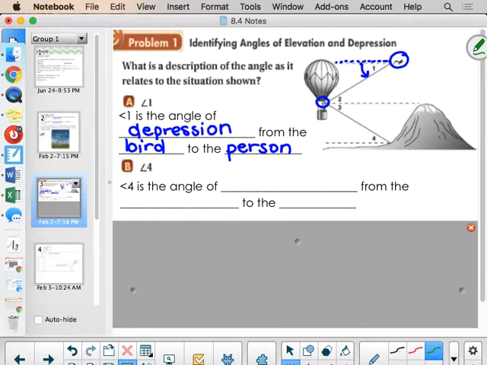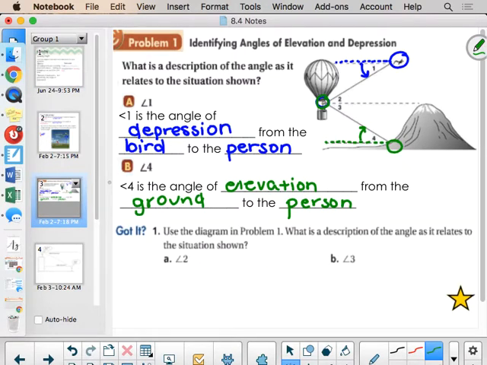Now we're going to look at angle 4. I notice that angle 4 is created by this horizontal line, and it's an angle that would be created by going up. Because it's going up, angle 4 is classified as an angle of elevation. Alright, so I'm noticing that angle 4 is kind of like the base of the mountain or the ground, and it goes up to, once again, the person.